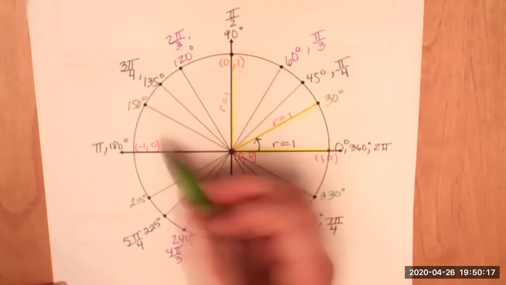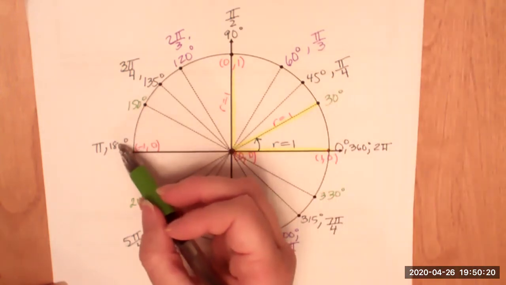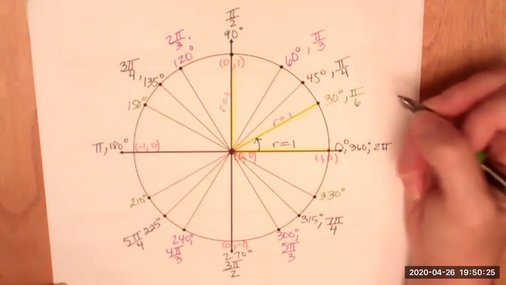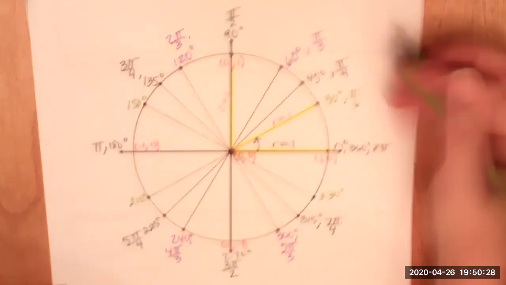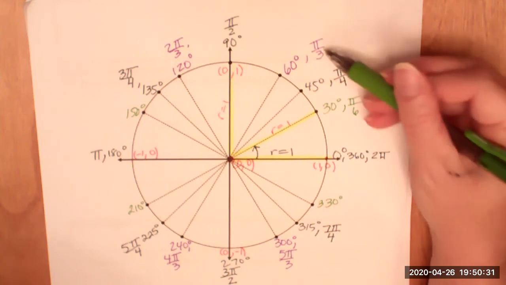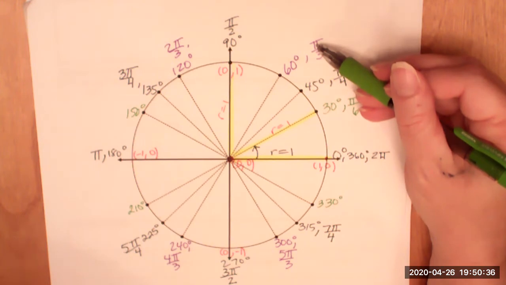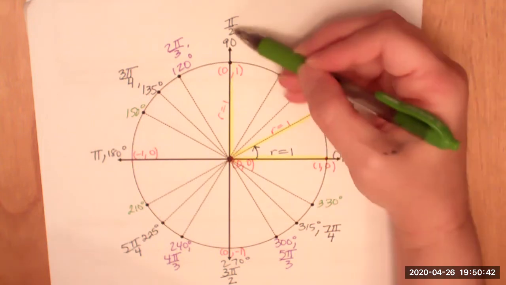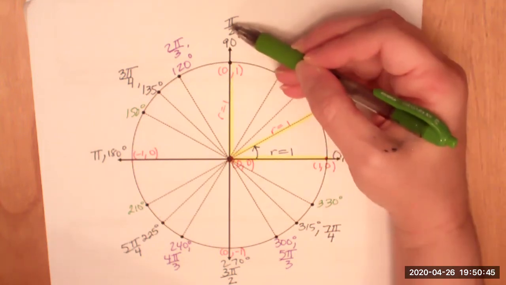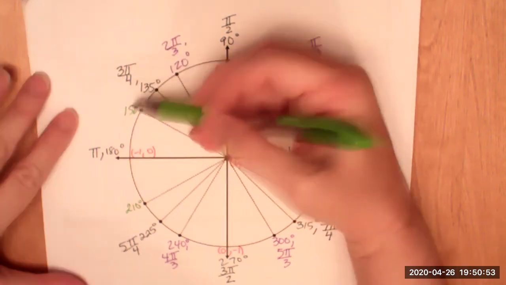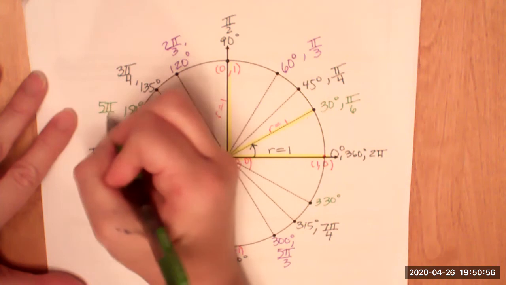Remember, 30 is 1/6 of 180, and therefore it makes sense it's 1/6 of pi, or pi over 6. So we're going to add on 6ths of pi. If we add on another 6th, another 30 degrees, we're at 2/6, or 1/3 of pi. Add another 1/6, we're at 3/6, or 1/2 of pi. 4/6, or 2/3, and then 5/6. And that we haven't filled in, so that's 5 pi over 6.